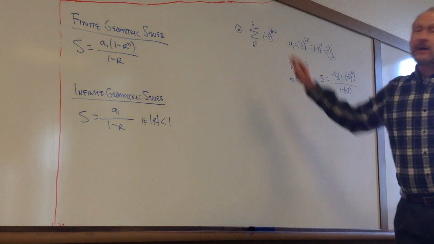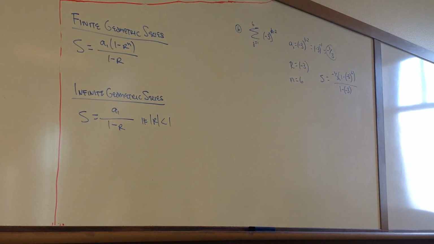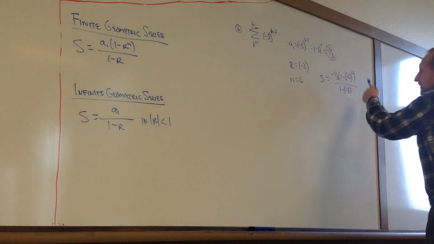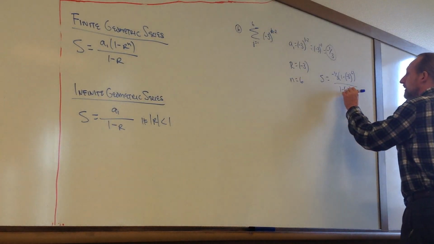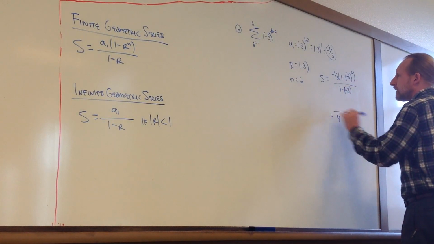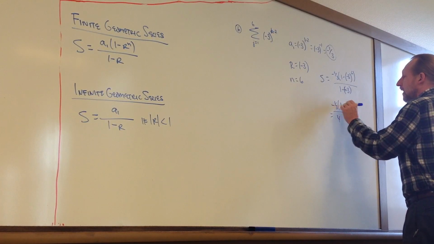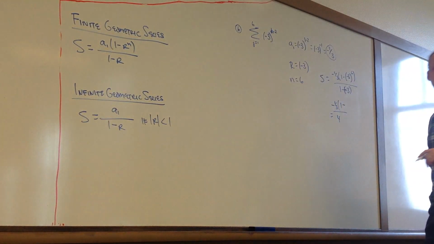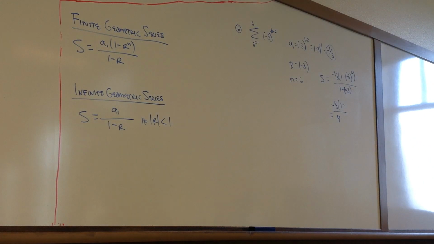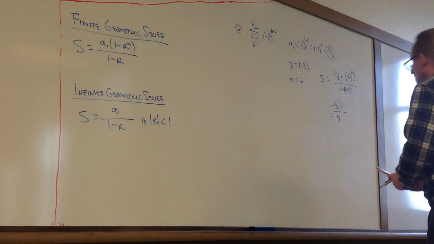And notice that this value of R is negative, and that really changes how this is all going to play out. Our denominator here is going to end up being 4. This will be -1/3 times 1 minus whatever 3 to the 6th power is there. Let's see here. Oh, 729? Is that right? Yeah.